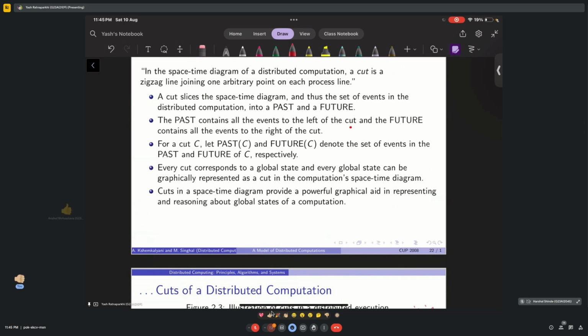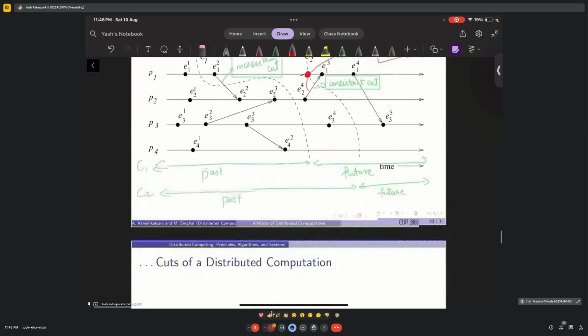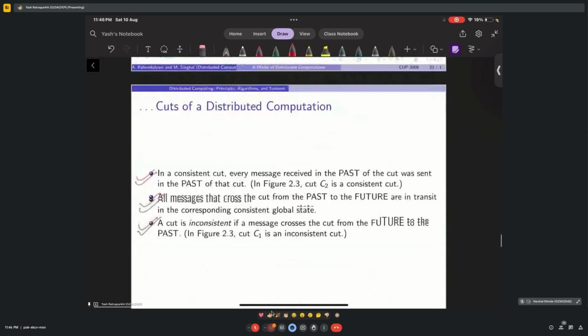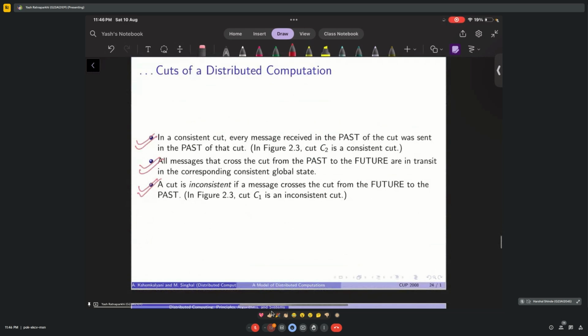Okay. Now it's saying every cut corresponds to a global state, and every global state can be graphically represented as a cut in the computation system. देखो, if you are able to understand this, आपका maximum काम हो गया. ठीक है? क्योंकि अभी एक consistent cut आएगा, and this is very easy to understand. Okay, in a consistent cut, every message received in the past was sent in the past of that cut.